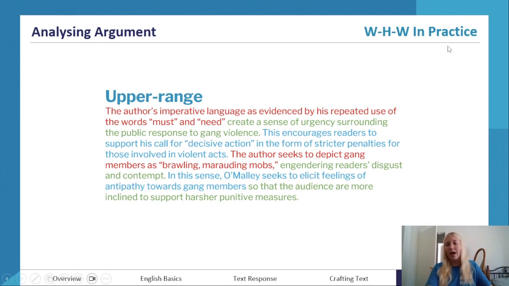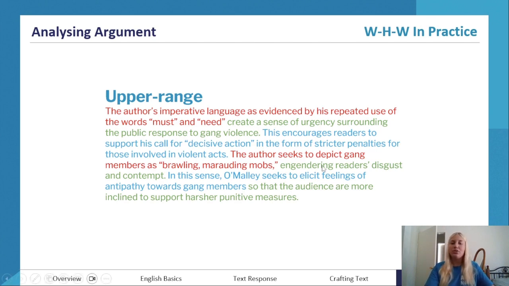An example of the what, how, why process in practice: the author's imperative language, as evidenced by his repeated use of the words must and need. We see that, that's our what, our evidence, creates a sense of urgency surrounding the public response to gang violence. That's where the evidence has been explained. This encourages readers to support his call for decisive action in the form of stricter penalties for those involved in violent acts. So we see all three have been done.